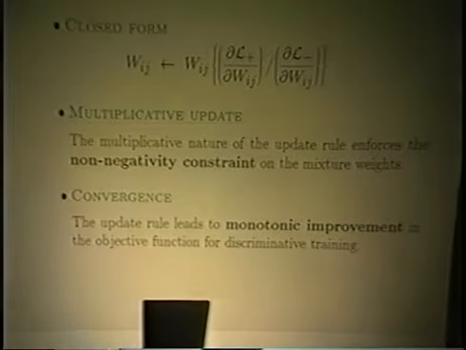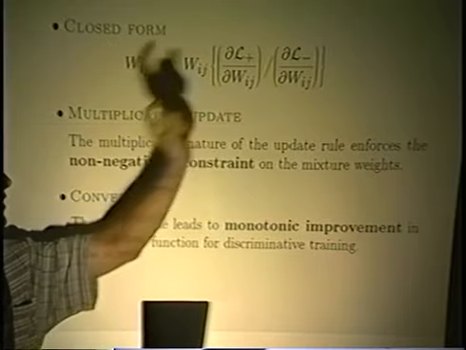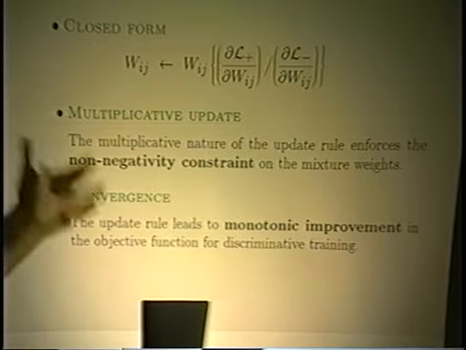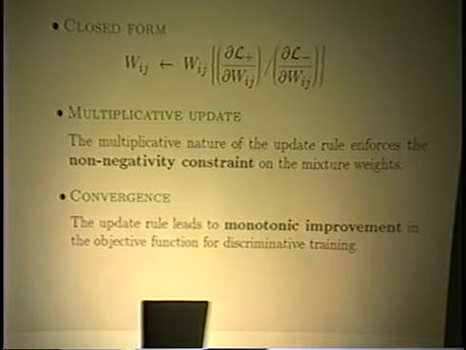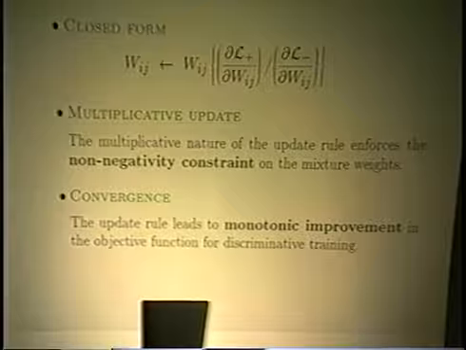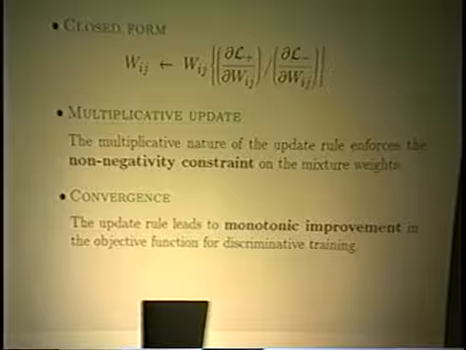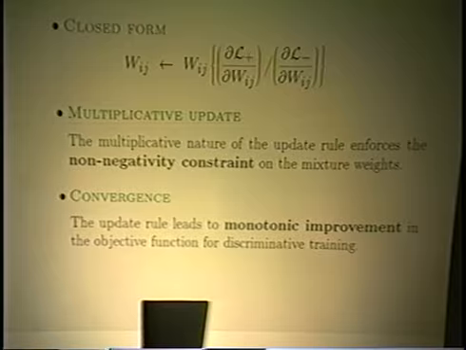Now if you take my word for it that these terms are both always non-negative, and you initialize the mixture weights to be non-negative, then you can see that because this update rule is multiplicative, it automatically preserves non-negativity. What's not so obvious, but actually true about this rule, is that it leads to monotonic improvement in this objective function for discriminative training, this conditional log likelihood. And that's a nice result. Is there an easy way to understand what's going on with this update rule?